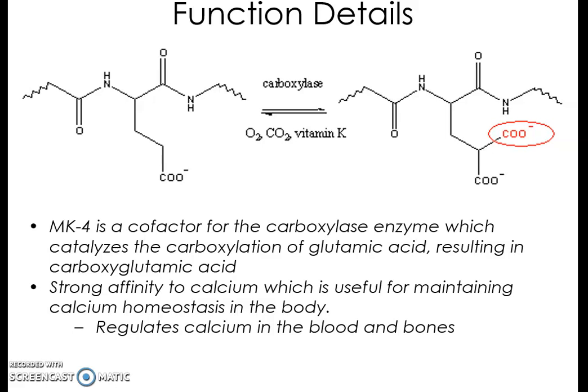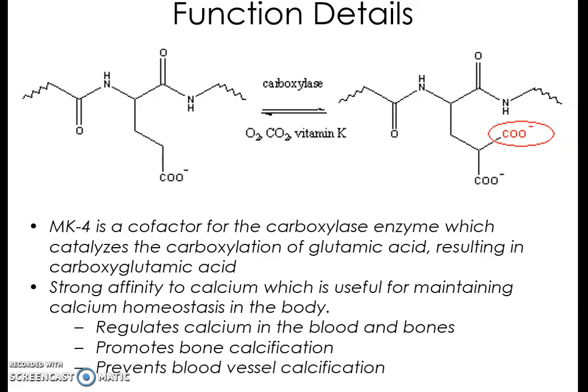Specifically, vitamin K2 catalyzes the carboxylation of the amino acid glutamic acid to carboxyglutamic acid. Vitamin K-dependent carboxylation occurs only on specific glutamic acid residues in identified vitamin K-dependent proteins. This catalytic cycle is important because carboxyglutamic acid has a strong affinity to calcium, which is useful for maintaining calcium homeostasis in the body.